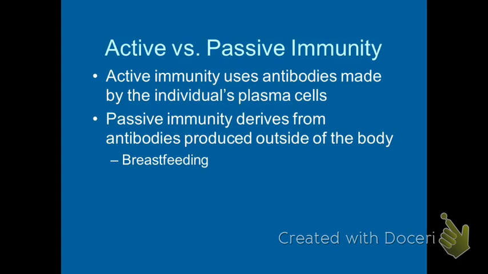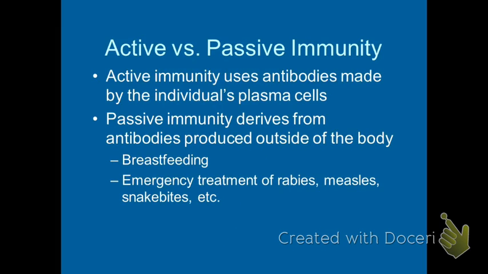So passive immunity, I don't pick up much passive immunity anymore. You mostly get it from breastfeeding or emergency treatment. For some particular things, rabies, measles, snake bites, what they're actually going to give you in these emergency treatments are those antibodies. That emergency treatment doesn't give you permanent protection against something like snake bites, because you don't end up with the memory cells. You're just getting antibodies. Passive immunity is temporary. No memory cells are made.